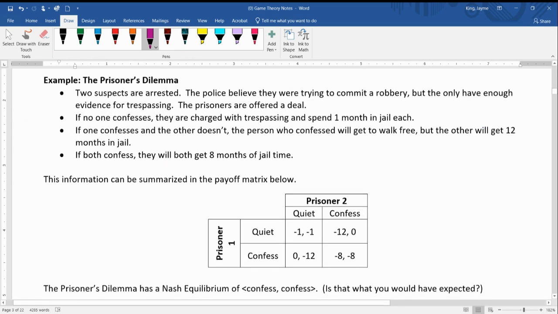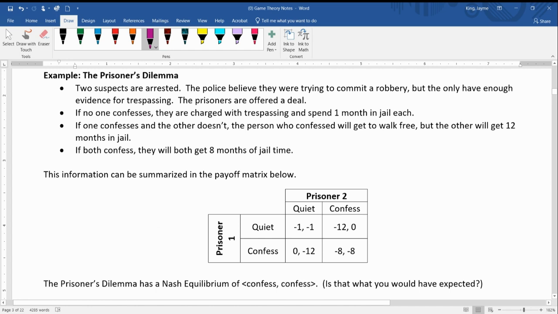This is called the prisoner's dilemma. This is a really famous game theory problem. So basically, here's the story. You get two people who are arrested. The police believe that they were trying to commit a robbery, but they only have enough evidence to show that they were trespassing where they shouldn't be. So they get the two prisoners into different rooms and offer them a deal. Both players are fully aware of the terms of the deal.